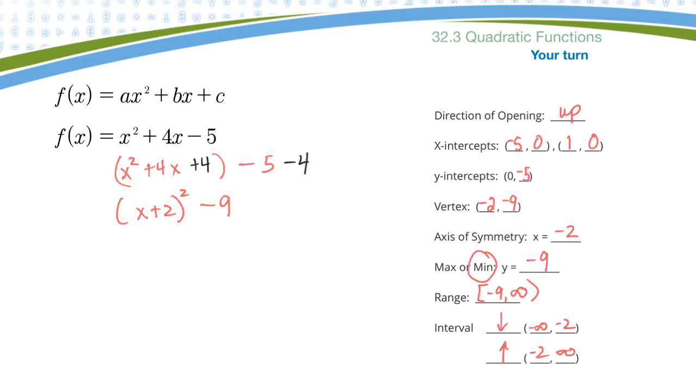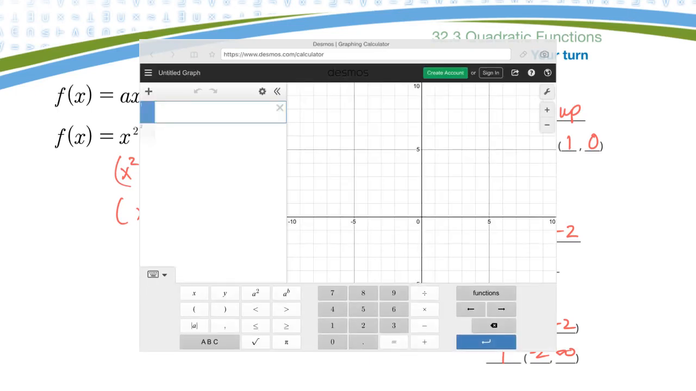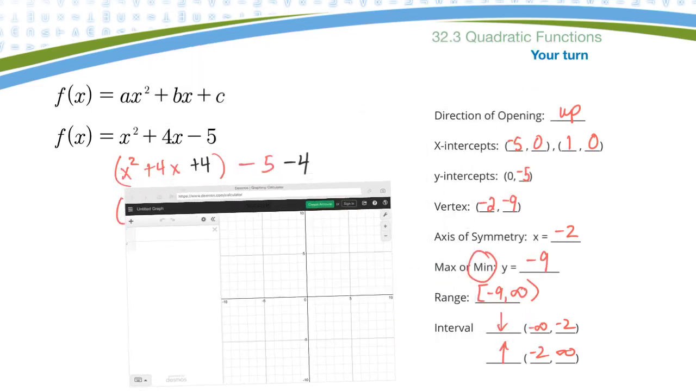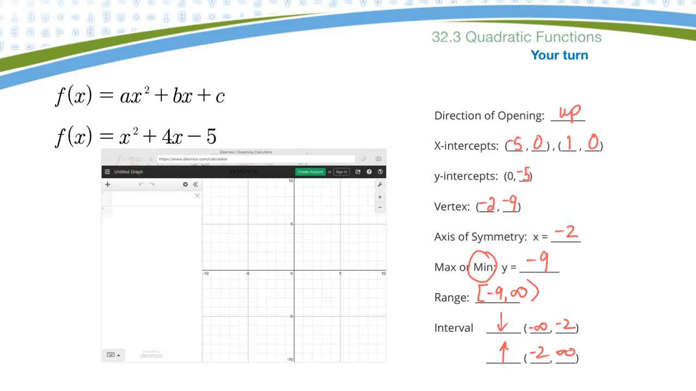Okay, I think I've done these. So I think that the vertex is -2 and -9. Let me just confirm that. Let's pull up Desmos and see what Desmos says. Okay, well, it's a little small. I'll just cover some of the stuff.